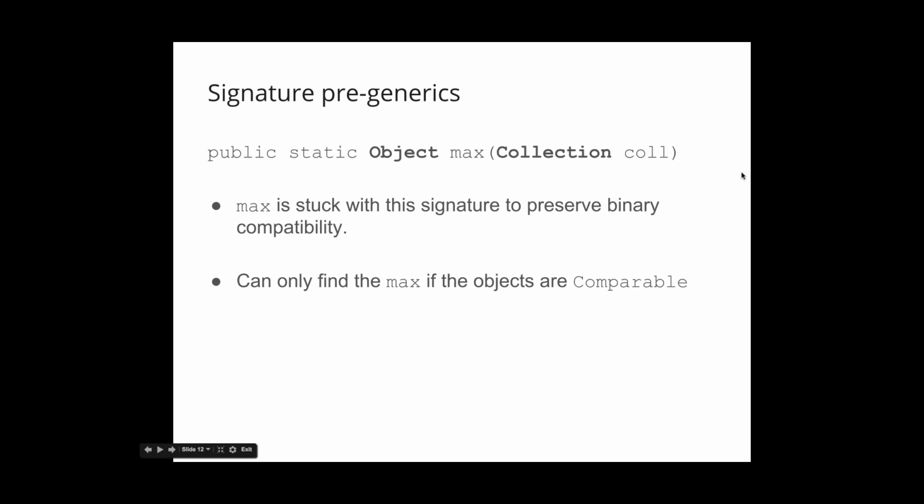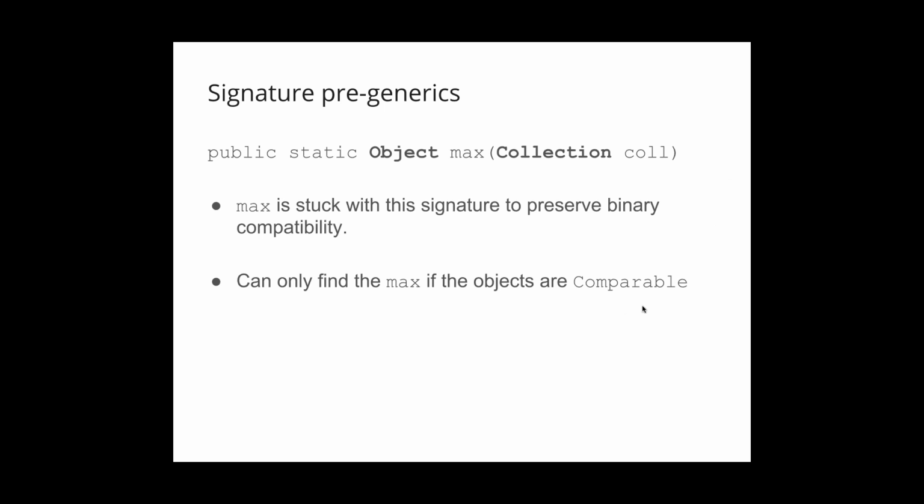And as you know, Java is compiled to bytecode, so it's very important to preserve binary compatibility in the future, which means the signature of the method is the signature that we're going to be stuck with forever, unless we break binary compatibility. But there would be so many code bases out there potentially making use of this max method, which has the signature returning an object.